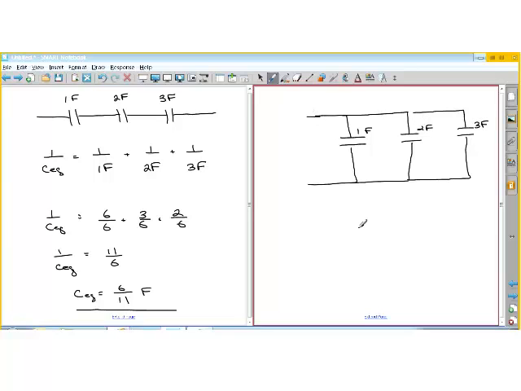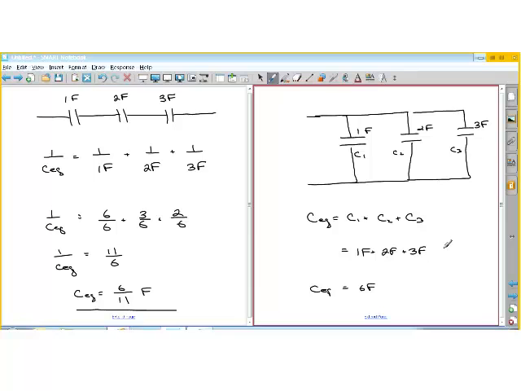And so what is the equivalent capacitance? Well, in this case, it's very easy. You just add them together. It's just C1 plus C2 plus C3. We'll call this one C1, this C2, and this C3. So you get 1 farad plus 2 farads plus 3 farads, which is equal to 6 farads. So the equivalent capacitance is 6 farads.